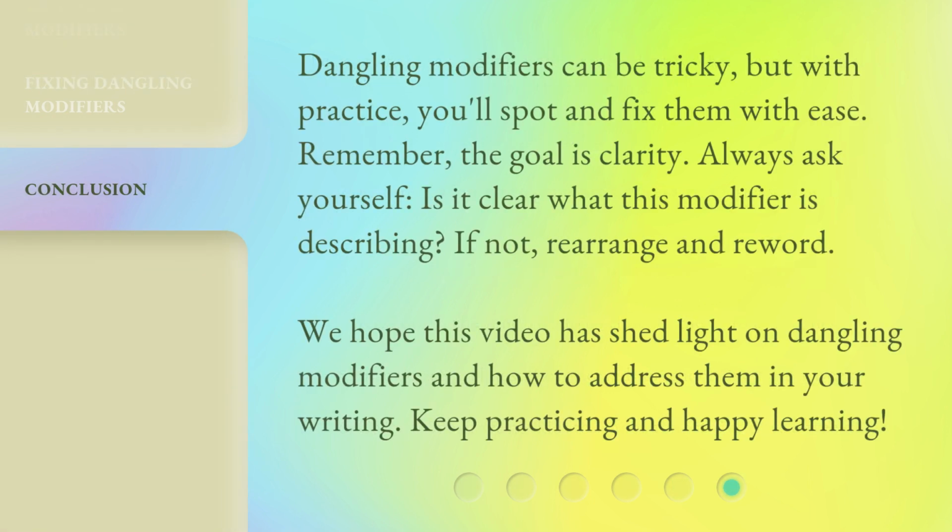Dangling modifiers can be tricky, but with practice, you'll spot and fix them with ease. Remember, the goal is clarity. Always ask yourself, is it clear what this modifier is describing? If not, rearrange and reword. We hope this video has shed light on dangling modifiers and how to address them in your writing. Keep practicing and happy learning.